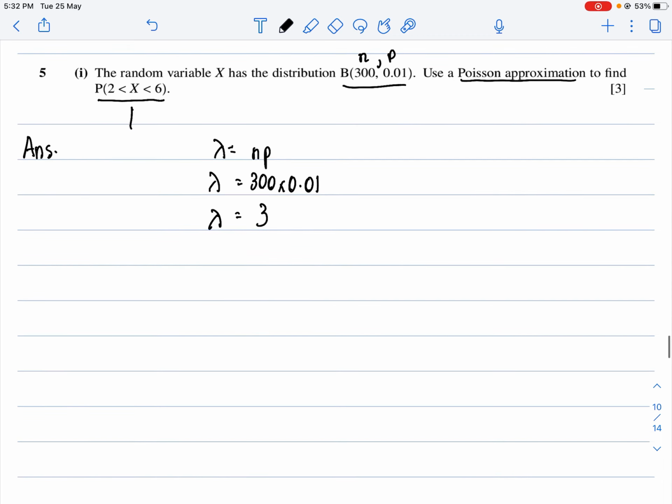Now I need the probability for this. So see, x needs to be strictly more than 2. So we need the probability of x equals to 3 plus the probability of x equals to 4 plus the probability of x equals to 5. But it should be less than 6. That's why we won't include 6.